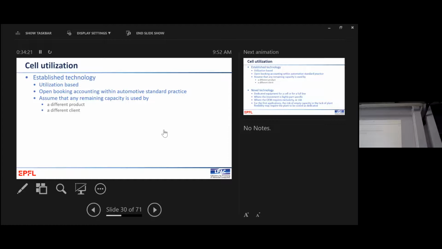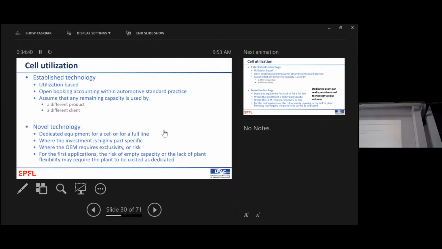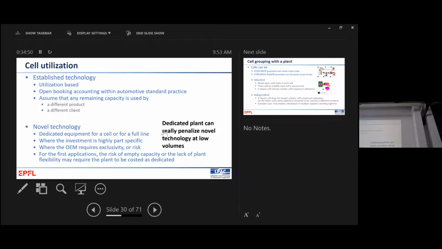So typically, as I was saying, established technology is a utilization-based approach. In the automotive industry, they have open book accounting, where the OEM and the tier 1 will sit down and look at the cost together. And they typically assume that remaining capacity is your problem. Okay. Novel technology, you tend to need to look at a dedicated case, which can really penalize a new technology against an established one, because you have to pay for this equipment. Okay.